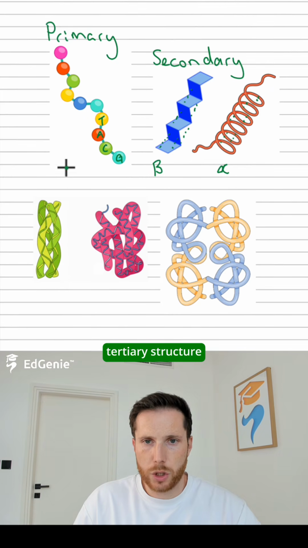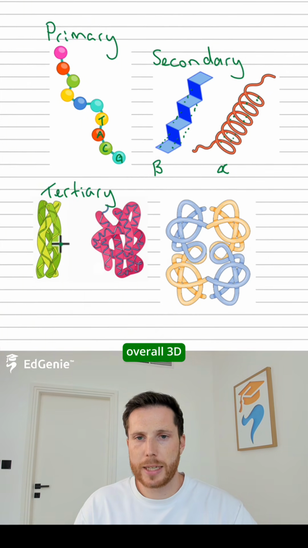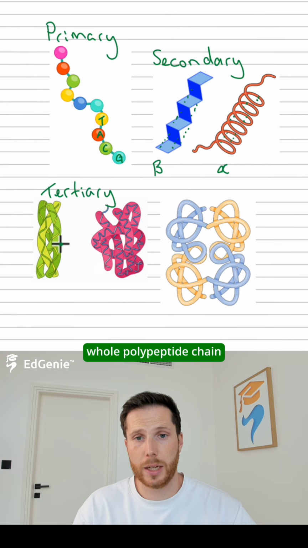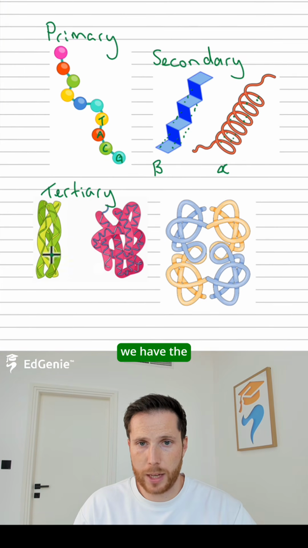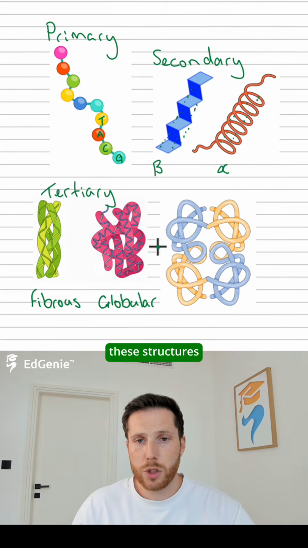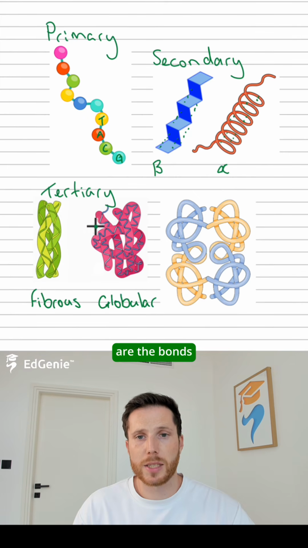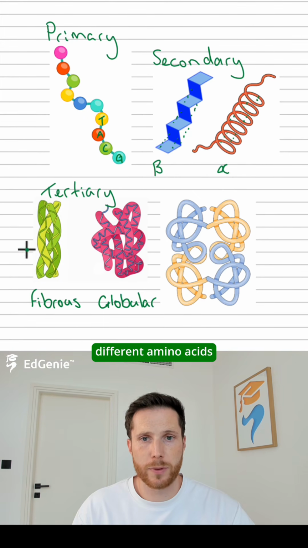Next up we have the tertiary structure. So tertiary structure is the overall 3D folding of the whole polypeptide chain. And we can see 2 different forms here. We have the fibrous protein or the globular protein. So within these structures we'll still get hydrogen bonds forming, but the main bonds to hold this in place are the bonds which form from the R groups of the different amino acids.